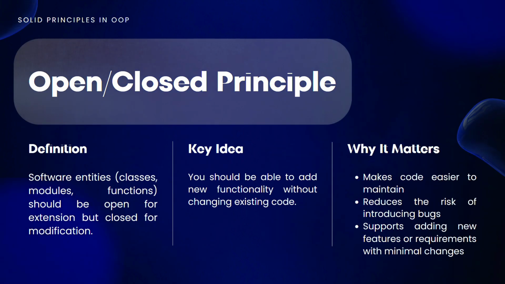Open-Closed Principle. This principle says your classes should be open for extension but closed for modification. That means you should be able to add new features without changing existing code. In our... which makes code easier to maintain and reduces the risk of bugs.